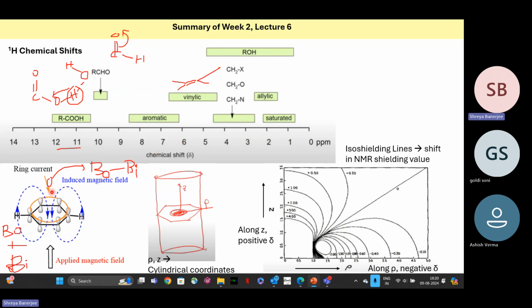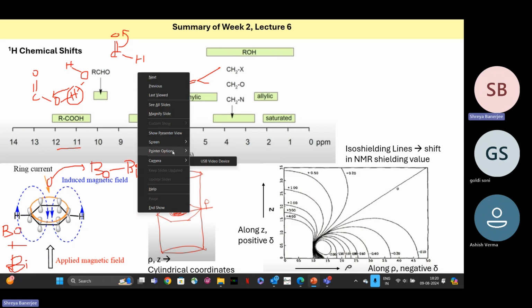So this will actually experience a shielding effect. That is, the chemical shift value will be positive. You can see these values written here, 1.00, 2.00. These are basically chemical shift values. So chemical shift values along the Z direction are positive because in the Z direction, a shielding effect is observed. That is, the molecule is getting more upfield shifted. Now, along rho, we have already seen, so hydrogen is present in the rho direction.